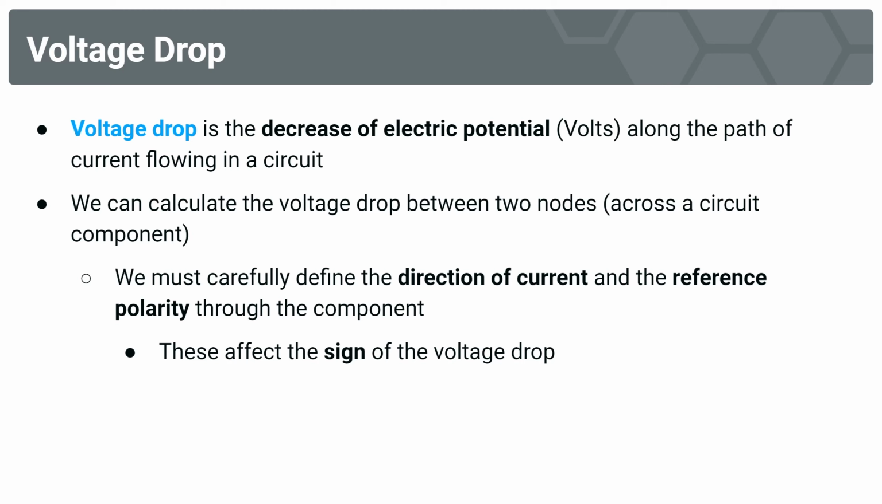Well, we said that nodes connect 2 or more branches. And so that means between any 2 nodes, there must be a branch. There must be a circuit element. And often in our circuit analysis, we want to find the voltage drop, the decrease in volts across that circuit element.